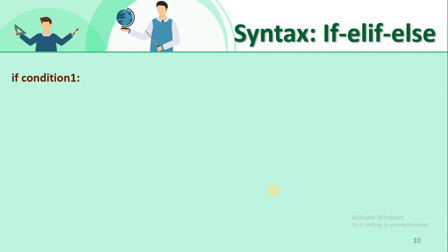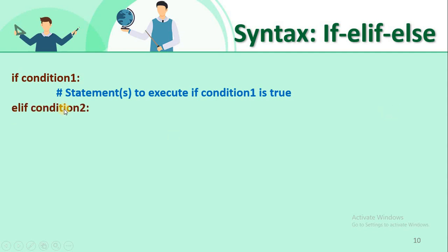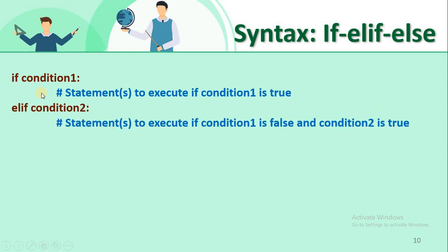See the syntax. If condition 1, statements to execute if condition 1 is true. So with the if keyword, we need to write one condition. If this condition 1 is true, the following statement or statements will be executed. Next, elif condition 2. If condition 1 is false, then only condition 2 will be evaluated. So the statements of condition 2 will be executed if condition 1 is false and condition 2 is true.